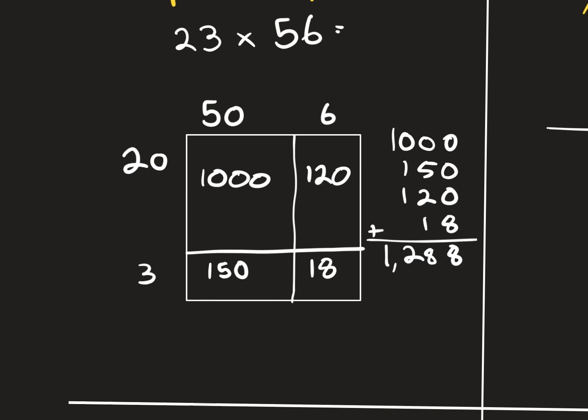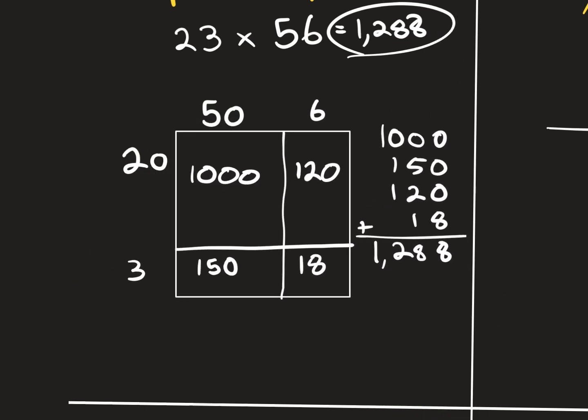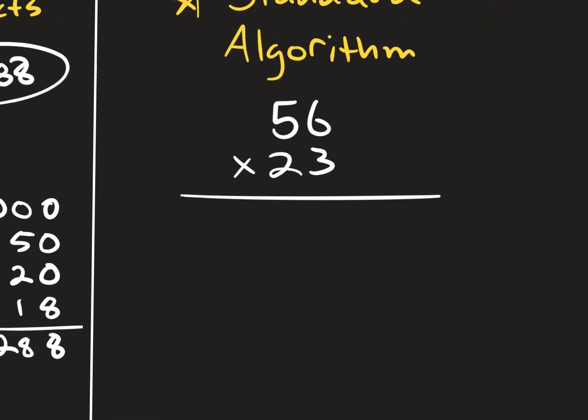So when I rewrite this, I want to go 1,288, and I circle my answer. So when I multiply 23 times 56, that gets me 1,288. So in real time, whoops, let me bring that back. There we go. I'll show you the standard algorithm way.